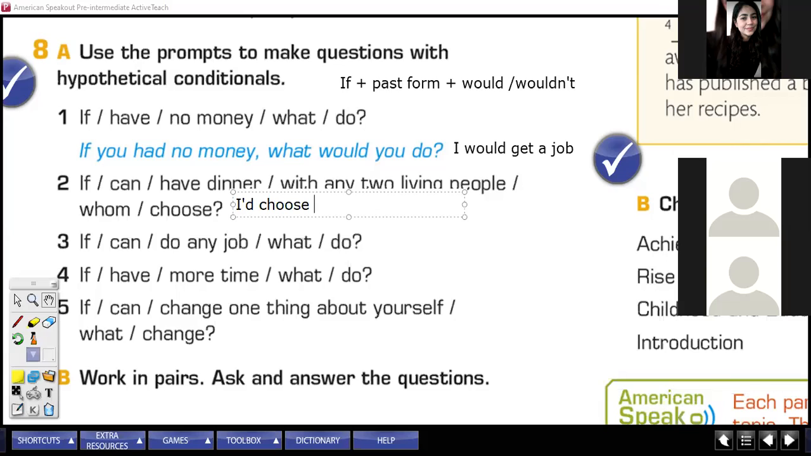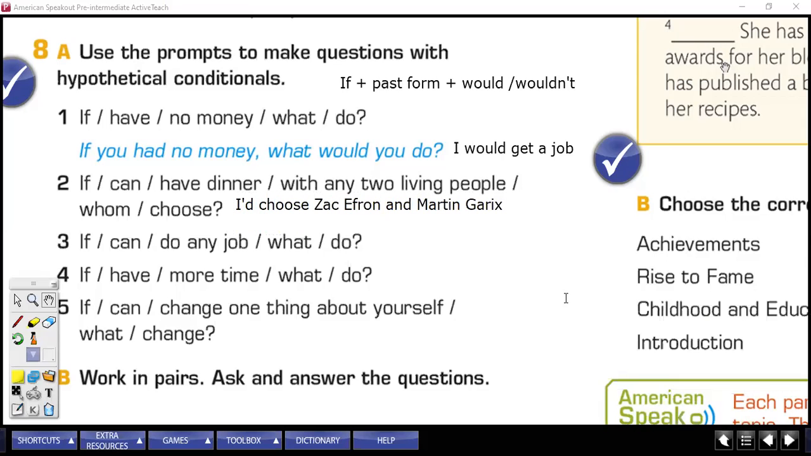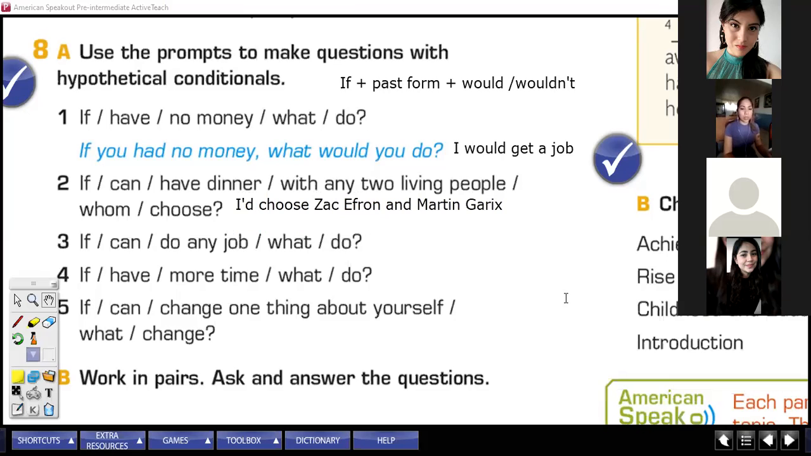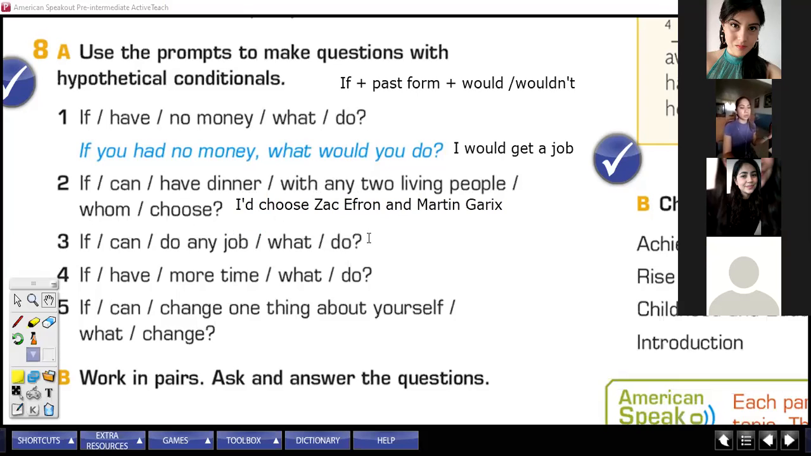Zac Efron. Okay. And Martin Garrix. Okay. It's Garrix, I guess. So, number 3, please. Jesus Alejandro. Number 3. If you could do any job, what would you do? Any job in the world, what would you choose? What would you do?